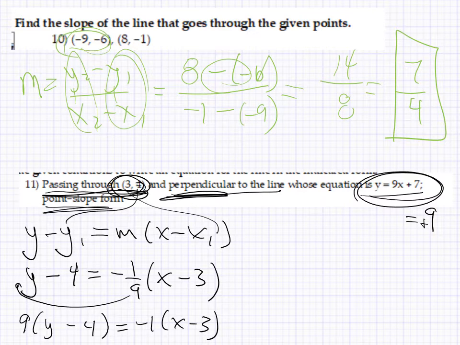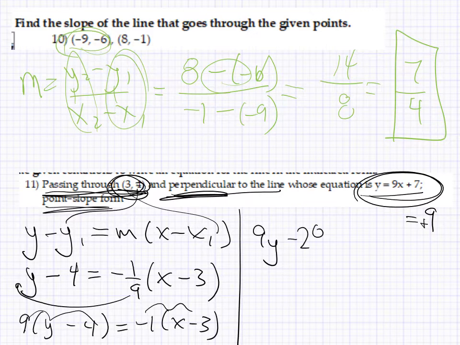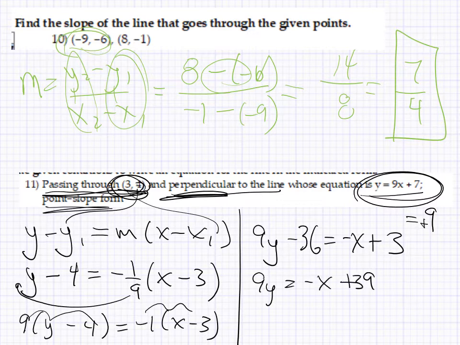Then multiply the 9 in, the -1 in, so we have 9y minus 28. Oops, not 28, 36 equals -x plus 3. So now I can move the 36 over, so 9y equals negative x plus 36, so plus 39, and then divide by 9, so y equals negative x plus 39 over 9.